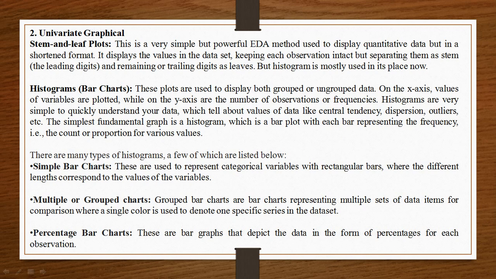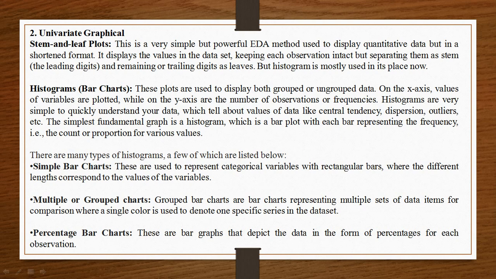These are used to display both grouped and ungrouped data. On the x-axis, values of variables are plotted, while on the y-axis, number of observations or frequencies are plotted. Histograms are very simple and quick to understand, and they will tell you about the values of data like central tendency, dispersion, outliers. Its simplest and most fundamental graph is a histogram, which is a bar plot with each bar representing the frequency, that is the count or proportion of various values.